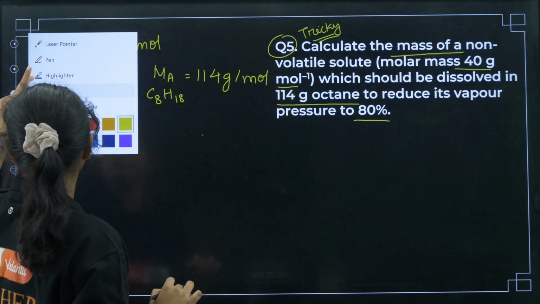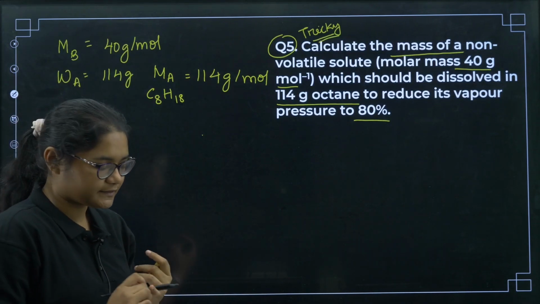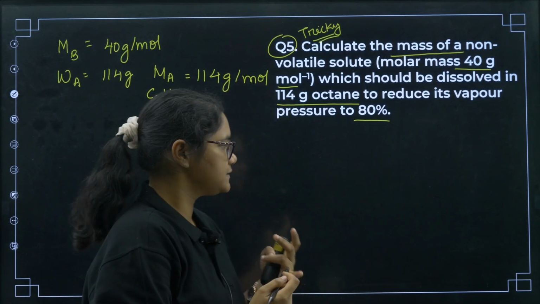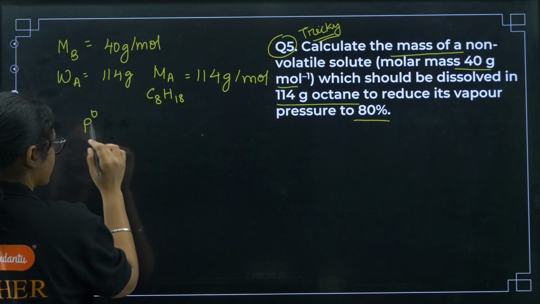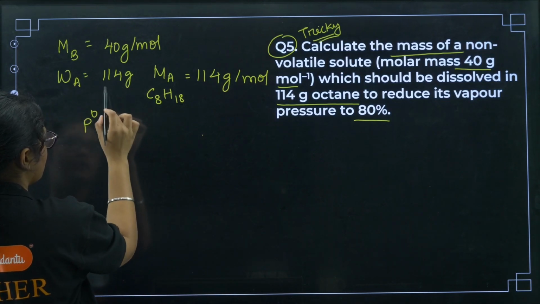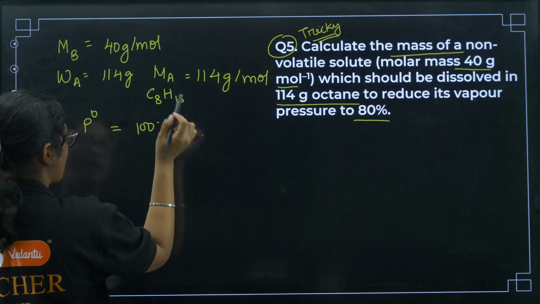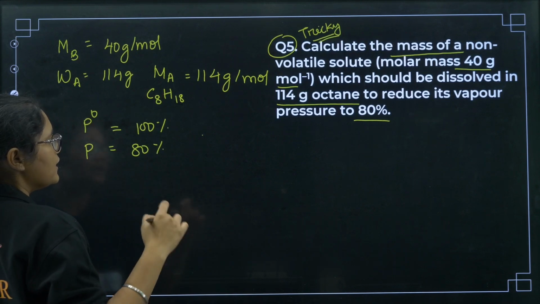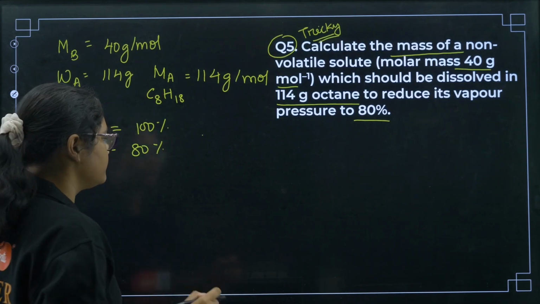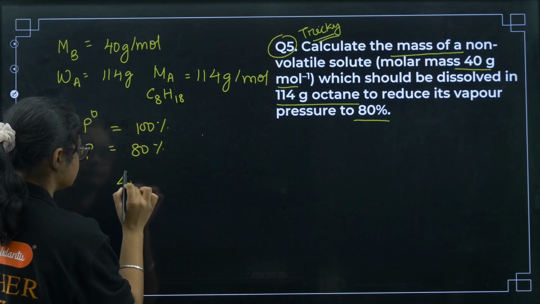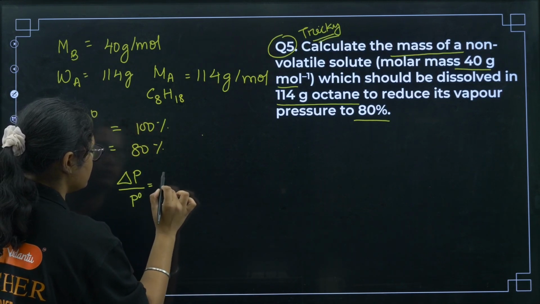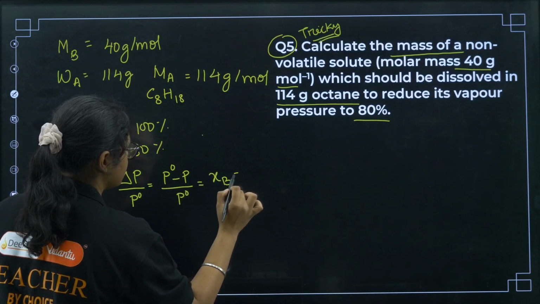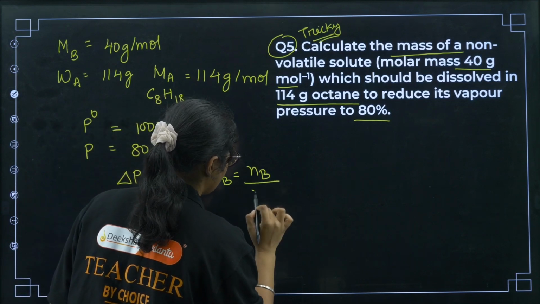Next, the vapor pressure is reduced to 80%. Earlier it must be 100% and now it has become 80%. So we will assume that the P naught value, the pure pressure value of this octane, was 100%, and after adding this solute, the final pressure became 80%. Then we can just use the relative lowering formula. What is the relative lowering formula? Delta P by P naught is equal to P naught minus P by P naught, which is equal to XB, or in place of XB I can also write Nb by Na.